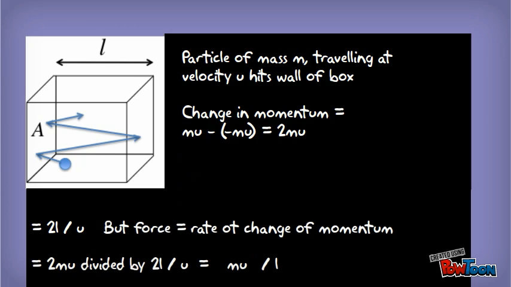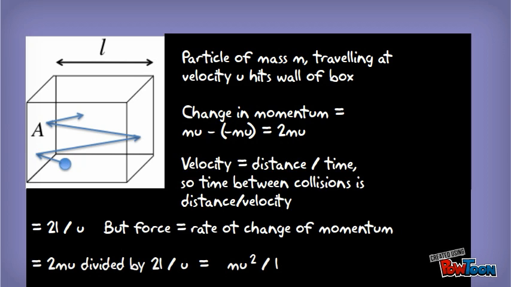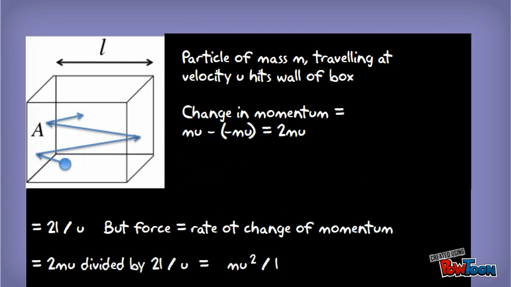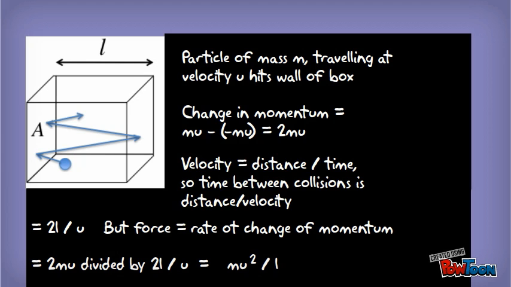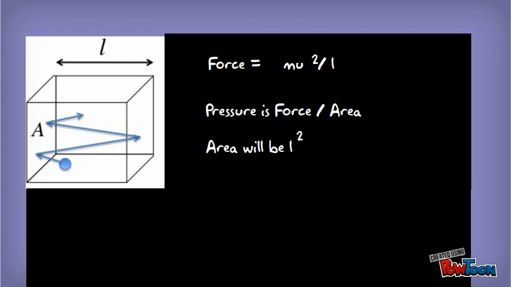Now force is the rate of change of momentum, which is the change in momentum divided by the time. So we worked out the change of momentum in part 1, and now we have an equation for the time. So we put that into the formula, and we come out that the rate of change of momentum is equal to mu squared divided by L. So that's the force as well.